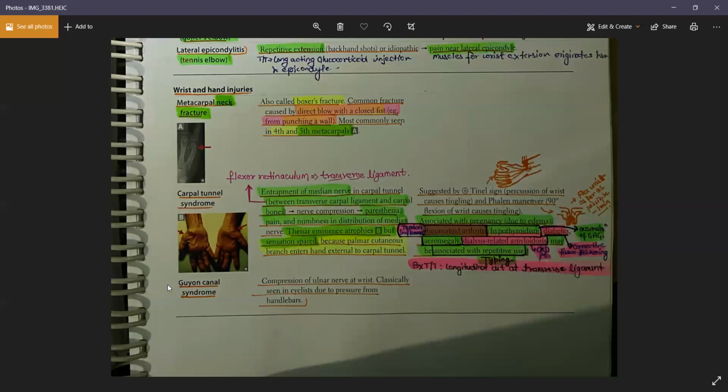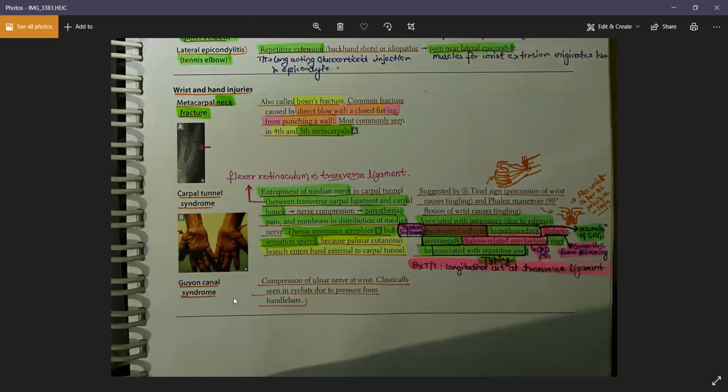Scaphoid. No, scaphoid is more lateral, not medial. The most medial bone. Pisiform. Pisiform is very much a small bone. Hamate. Yeah. Sorry. The fracture of hamate can cause a Guyon's canal syndrome.